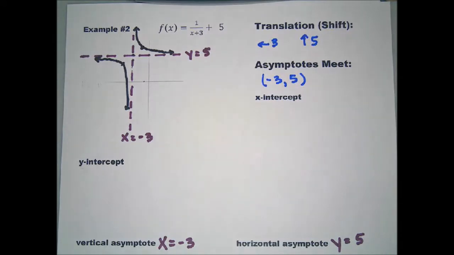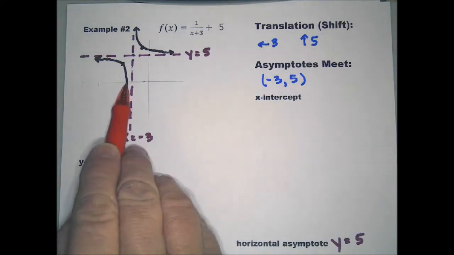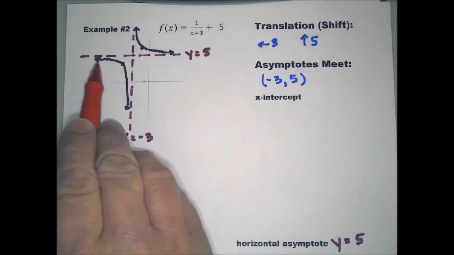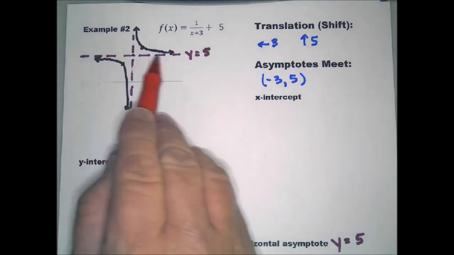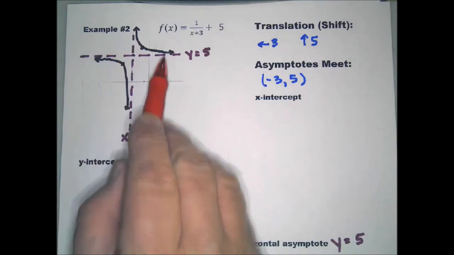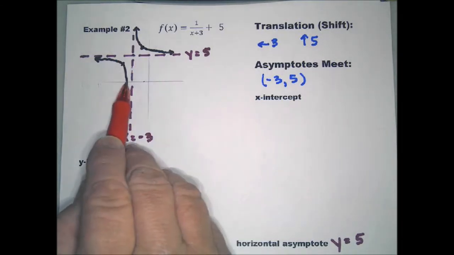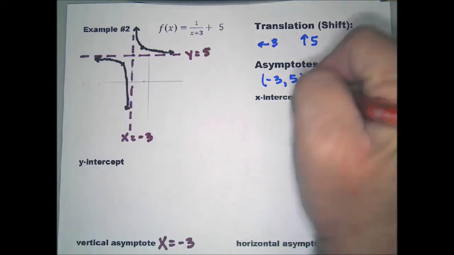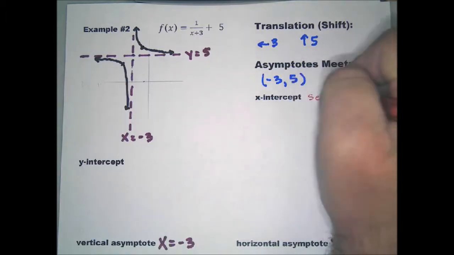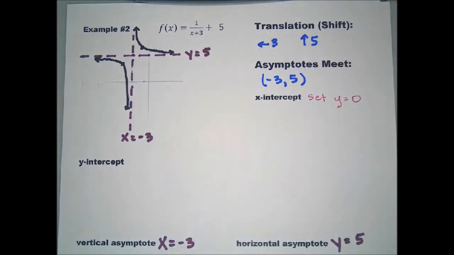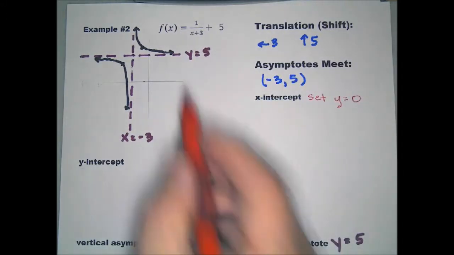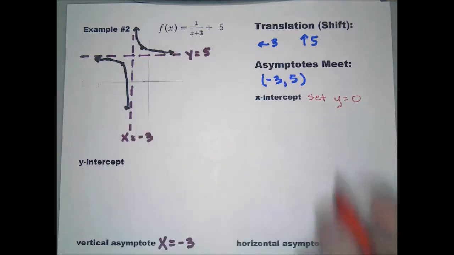Now, does it have an x-intercept? Well, sure it does. It's right here. Here's where this part of the graph crosses the x-axis. Now, this one never does. This part of the graph never touches the x-axis. So there's one x-intercept, and there it is right there. How do we find it? Just like we find all other x-intercepts: set y equal to 0. Go back to the function, set the function equal to 0.